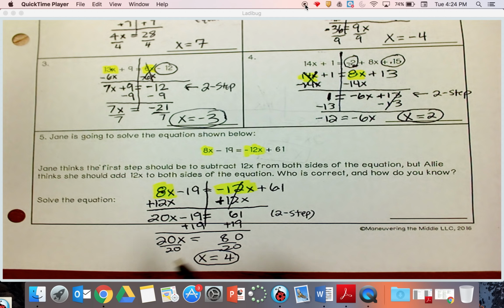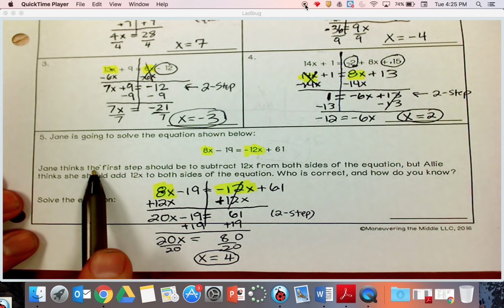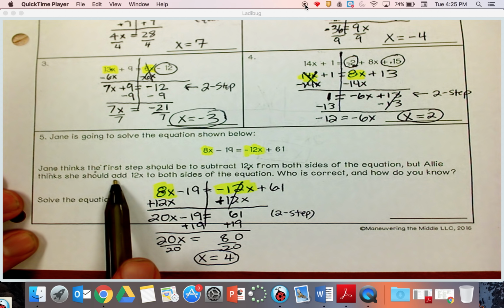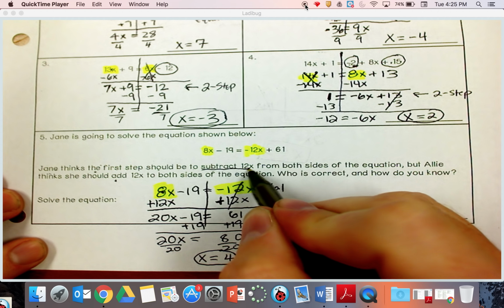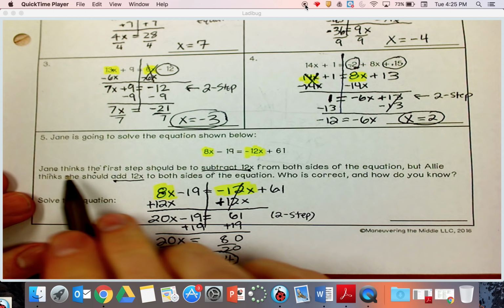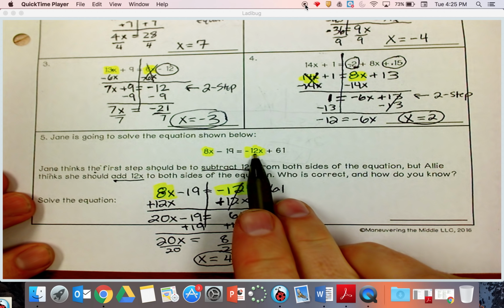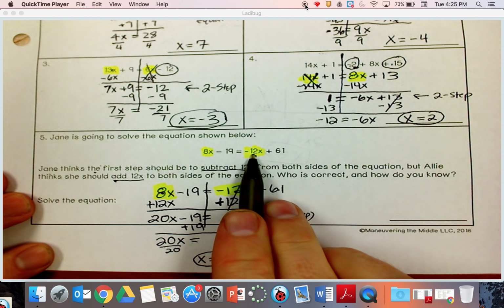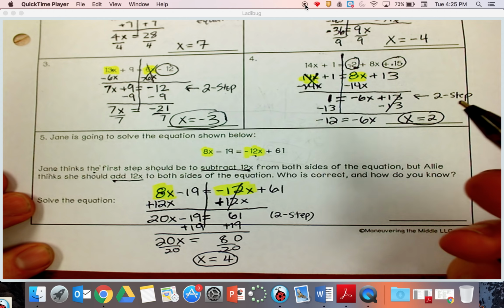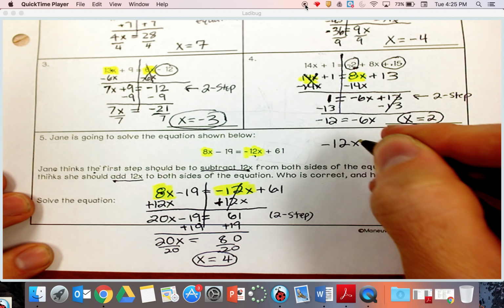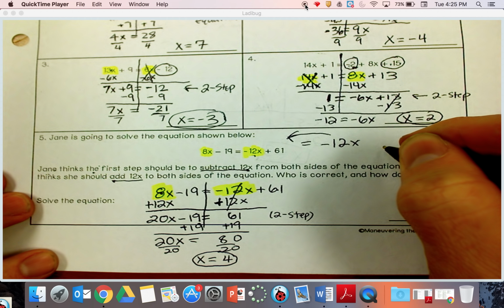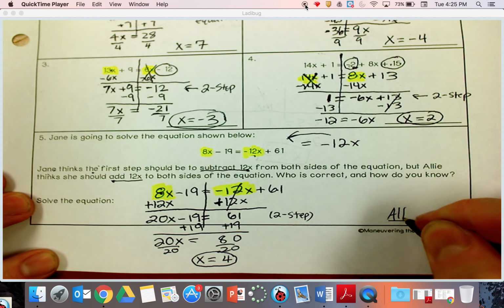Now, the question here asks us to solve it, but also asks us, it says, Jane thinks the first step should be subtract 12. But Allie thinks we should add 12. Who do you think is correct? So let's look. If Jane said to subtract that 12, Allie says to add that 12. Because remember, we're going across the equal sign. So when we go across the equal sign, we have to do the inverse. So since that's a negative 12, and we're going across the equal sign, we have to do the opposite. So the opposite there would be Allie is correct.